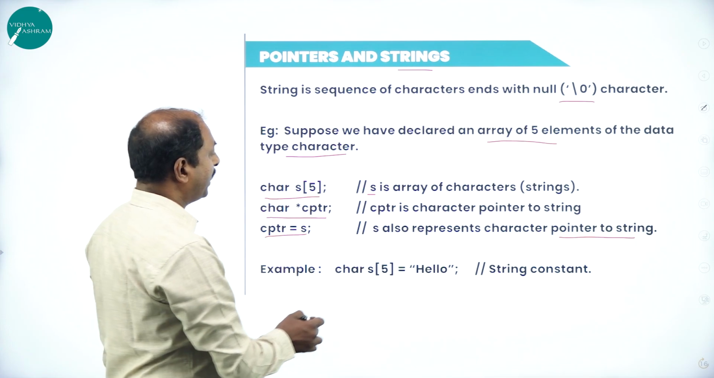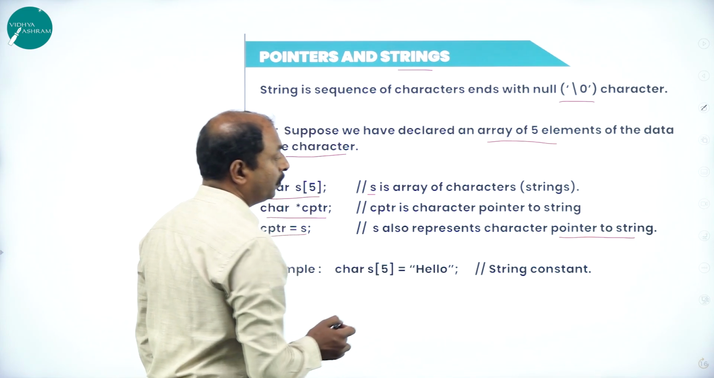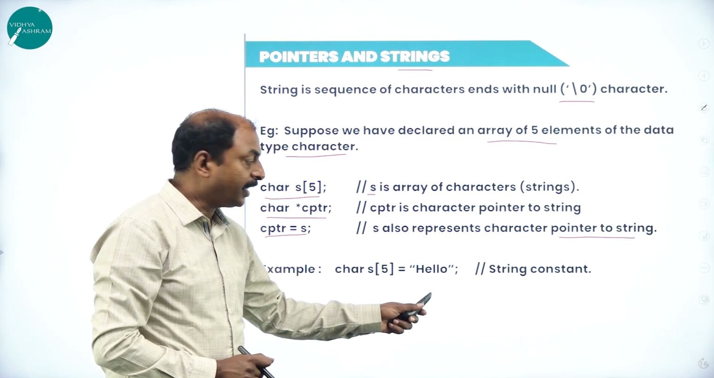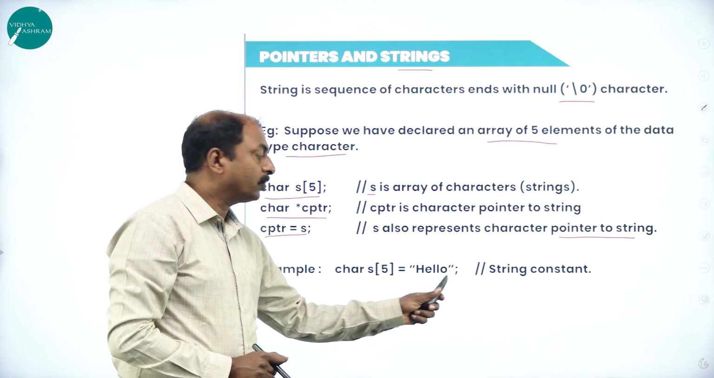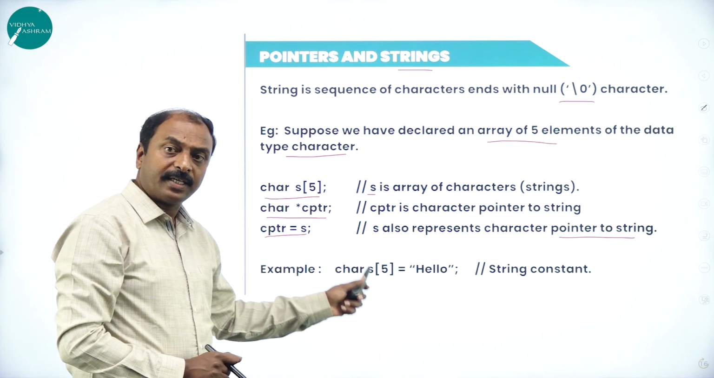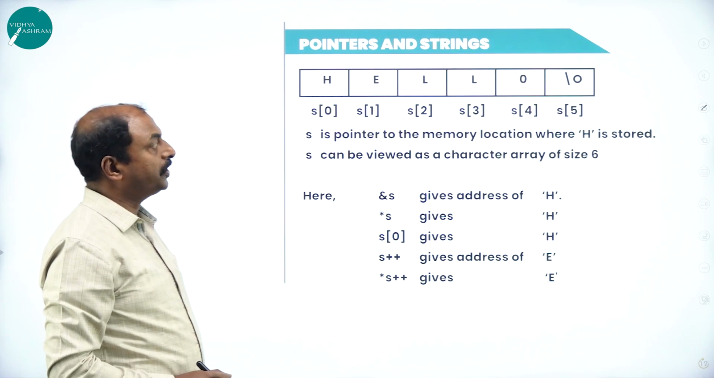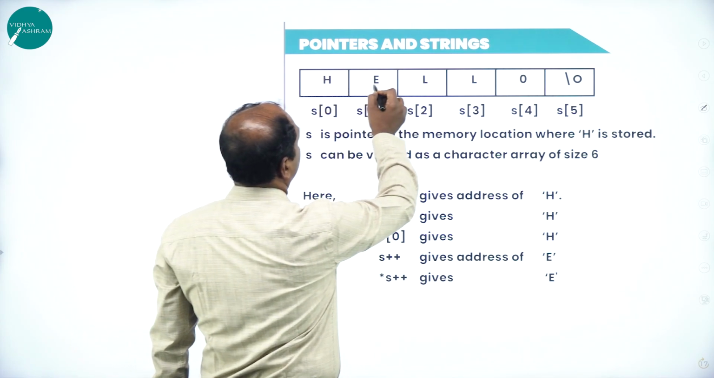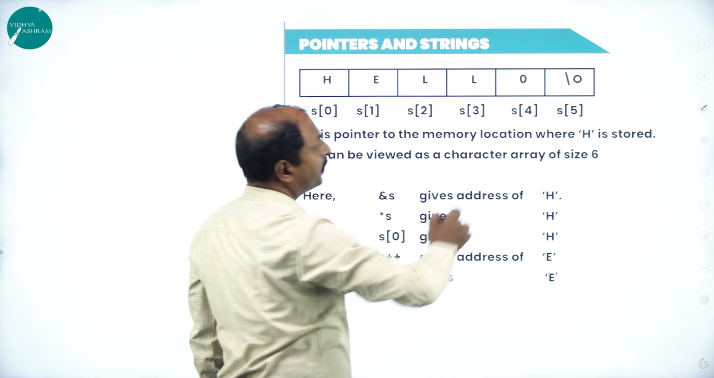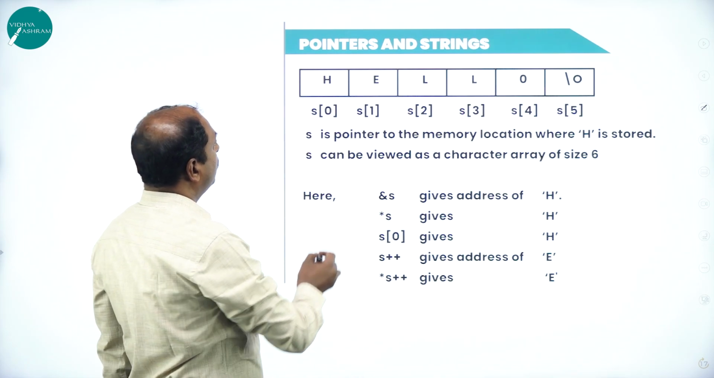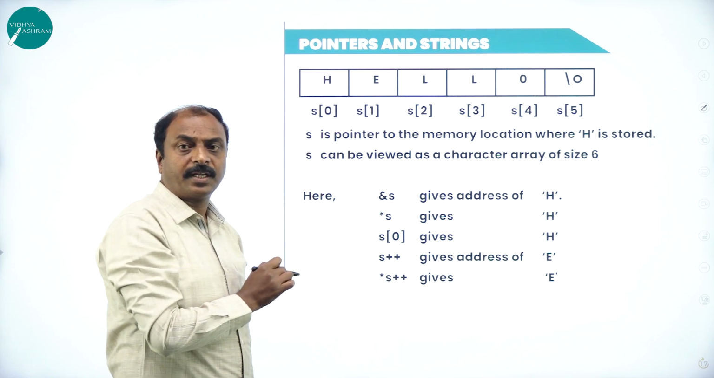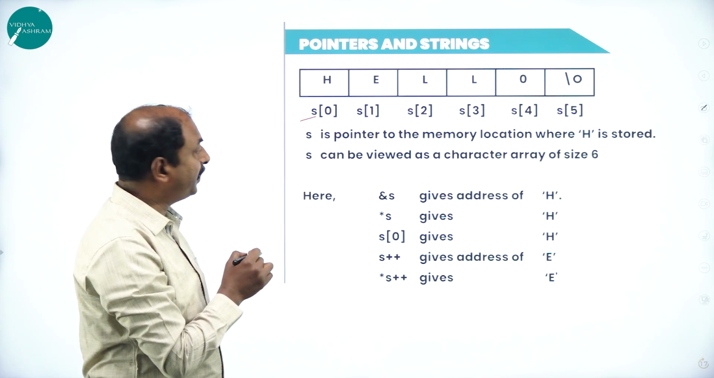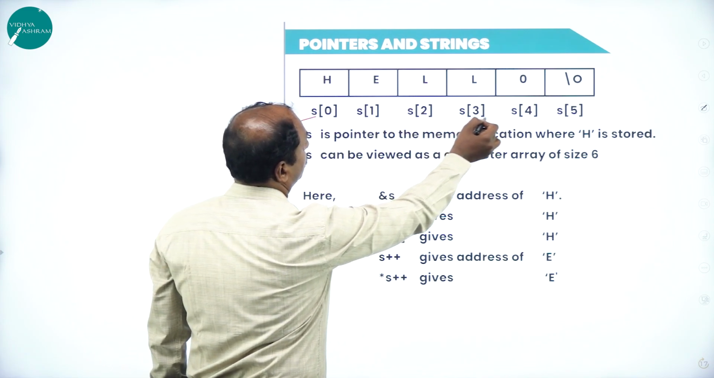Now the example, char S[5] = "hello". Look at this. S[5] is a string. We are assigning the string hello to the character array S. Whenever you declare an array, it's going to reserve 5 spaces, 1, 2, 3, 4, 5, and the last one is the null character. The first index in an array always starts with 0. S is the name of the string, or the name of an array. So 0, 1, 2, 3, 4.